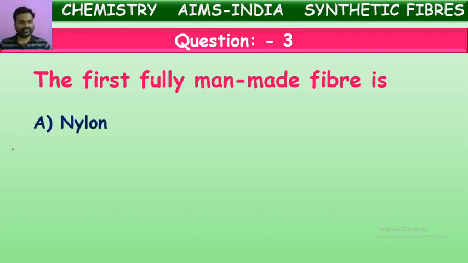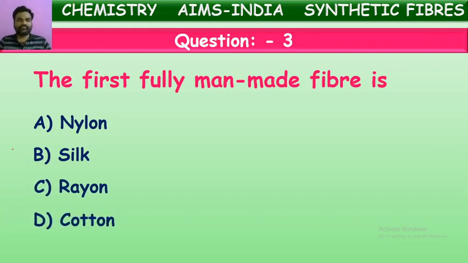Let us see options. Is it nylon, silk, rayon or cotton? Which will be correct answer here? As we told already, even though it is man-made fiber, it is prepared from wood pulp. So it won't come under fully man-made. It is a regenerated man-made fiber, you can say. Means it takes some natural resource material and it is regenerated, reformed, and then man-made fiber is prepared in case of rayon.